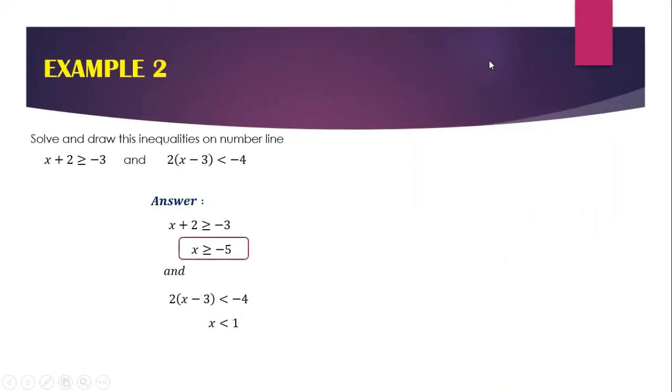Okay, so we have to answer: x is greater than or equal to minus 5, and x is less than 1. So what about the representation on the number line? Very easy, students. x is greater than or equal to minus 5, and x is less than 1 on the number line. Here we are.